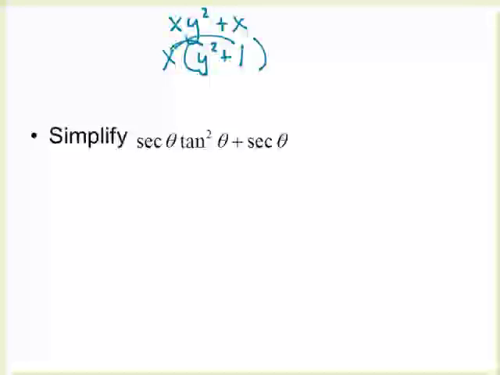So we want to take out what's in common by division. So what is in common in these two terms? Secant of theta. So we're going to take that secant of theta out front, which would leave a tangent squared of theta plus 1. Because secant divided by secant would be 1. And if we would distribute back, we would end up exactly where we started. So our first strategy is to try to factor. We were able to do that here.